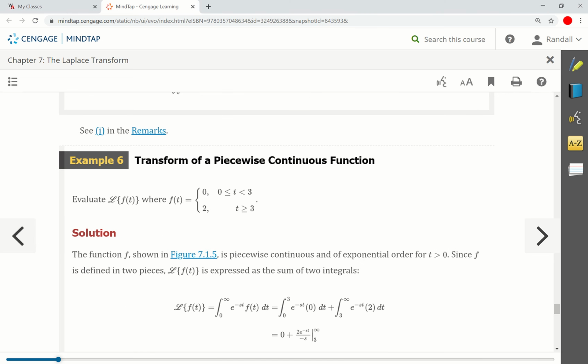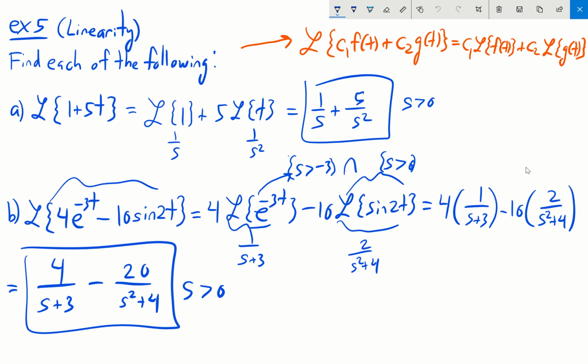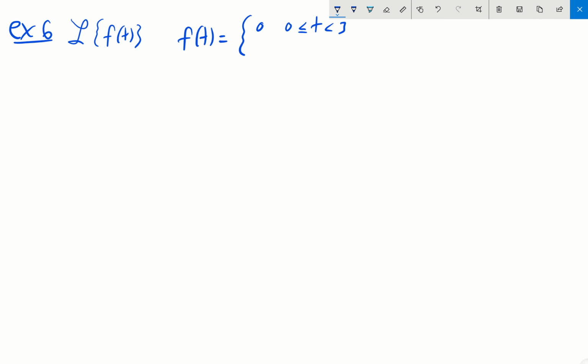Let's do an example. In example 6, we want to find the Laplace transform of the following piecewise continuous function. So let's find the Laplace transform of f of t, where f of t is equal to 0 when 0 is less than or equal to t is less than 3, and 2 when t is greater than or equal to 3.